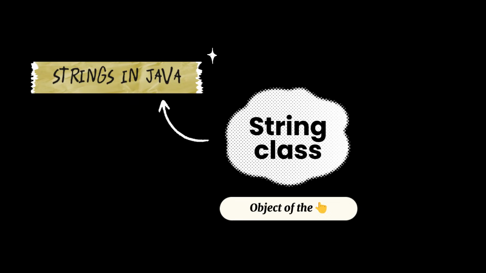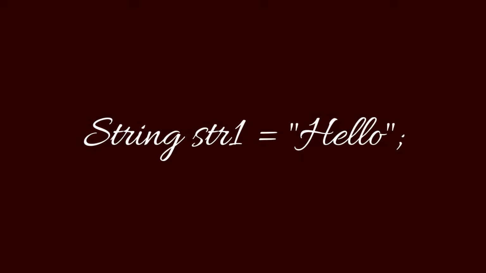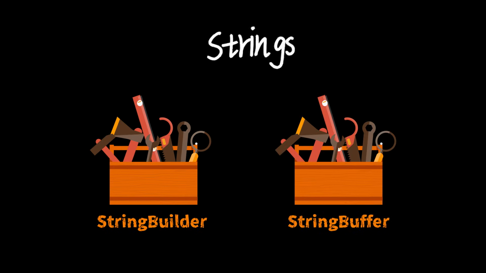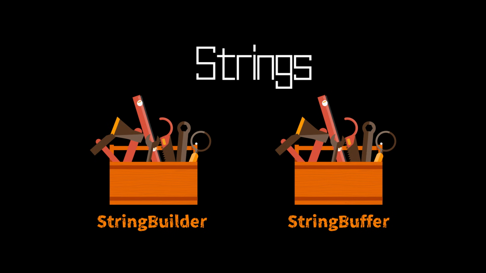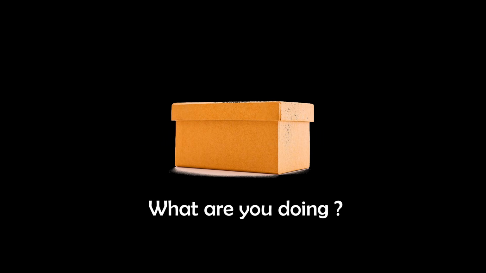Strings in Java. In Java, strings are objects of the String class. They are immutable, meaning once created, they cannot be changed. For example, when we concatenate strings, Java actually creates a new string instead of modifying the old one. That's why Java also gives us StringBuilder and StringBuffer for situations where we need to modify strings frequently. These classes are mutable and much faster for repeated operations.